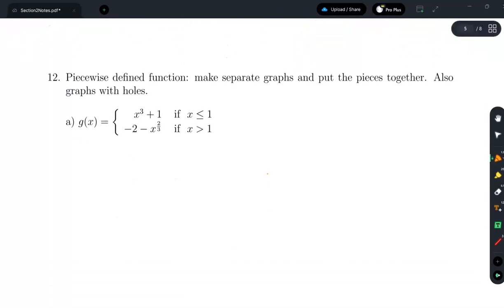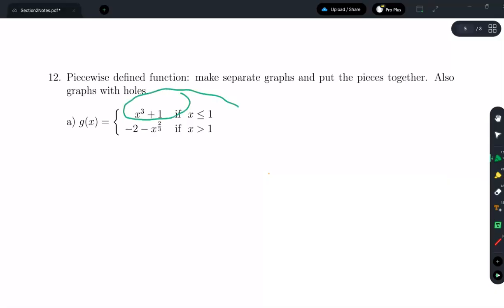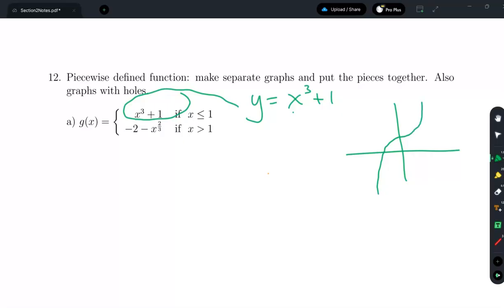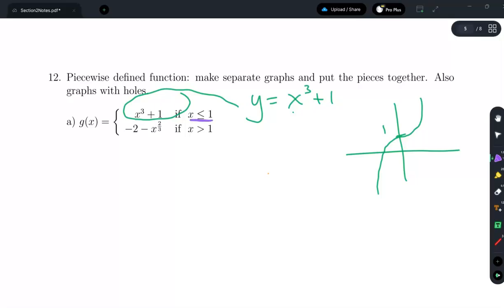So to draw piecewise defined functions, I'm going to encourage you to draw each piece separately. So y equals x cubed plus 1, we just started talking about that. Basic graph of x cubed moved up by 1. So then we need to investigate what part of the graph I want. I want where the x's are smaller than or equal to 1.